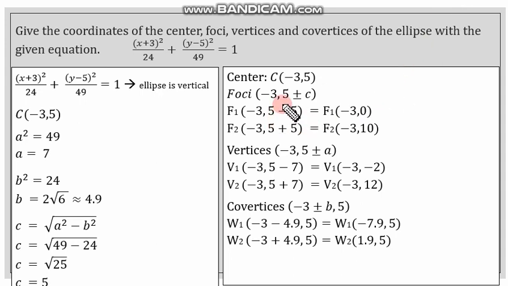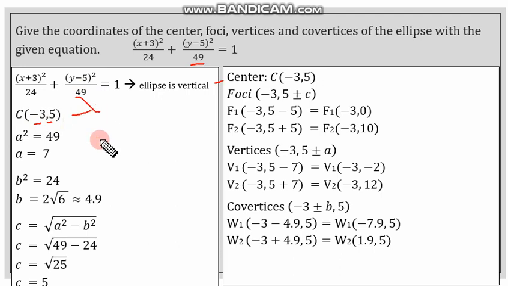Okay, so give the coordinates of the center, foci, vertices, and co-vertices of the ellipse with the given equation: quantity of x plus 3 squared over 24 plus quantity of y minus 5 squared over 49 is equal to 1. Since the greater value here is at the y part, where a squared is 49, our ellipse is vertical. Now the center here is at negative 3 and then positive 5.